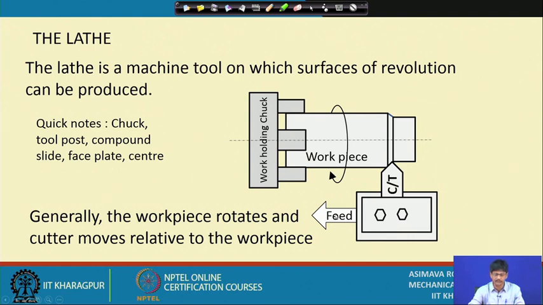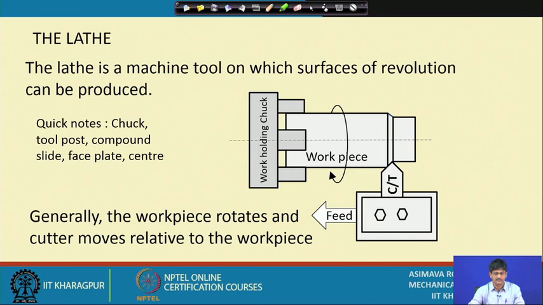It might be given different types of motion. This is one, the typical motion, which is called straight turning, in which the cutter moves parallel to the axis of the workpiece, and in that case it produces another smaller cylinder. The workpiece is being held on a work holding device called a chuck.